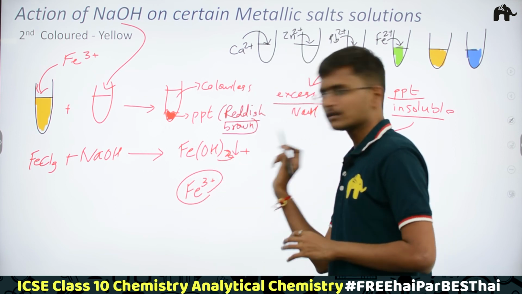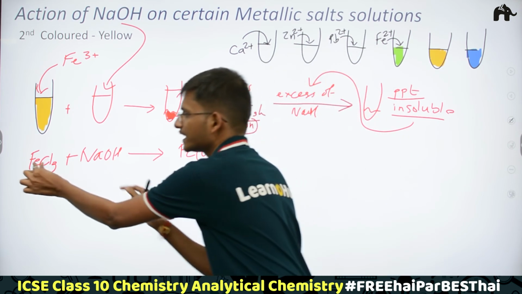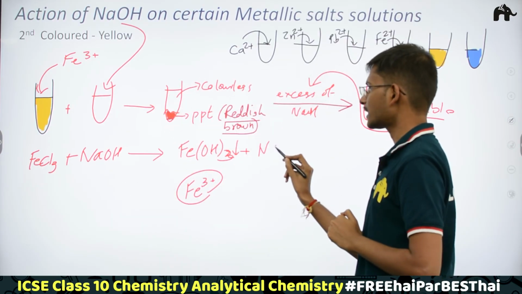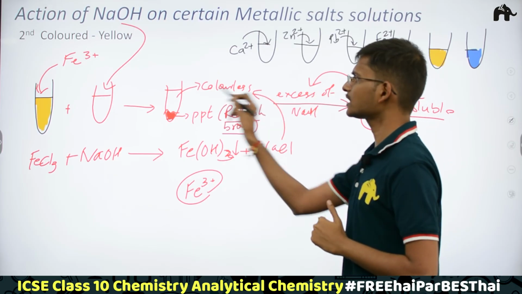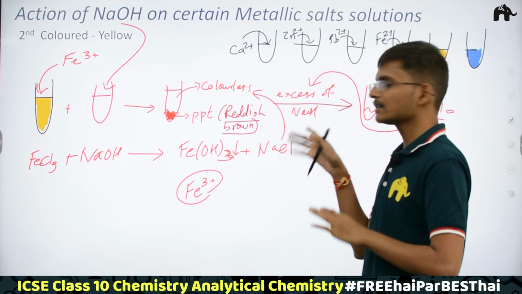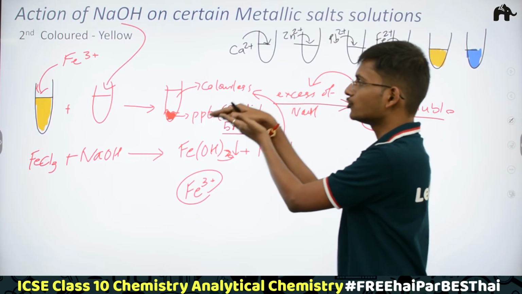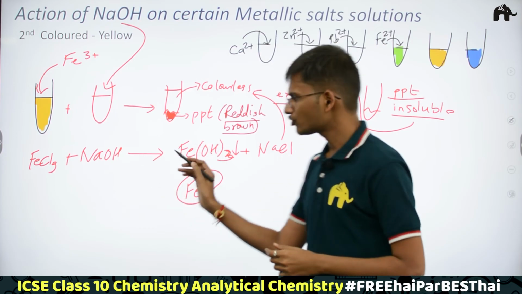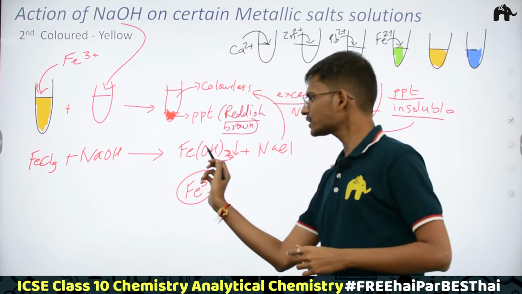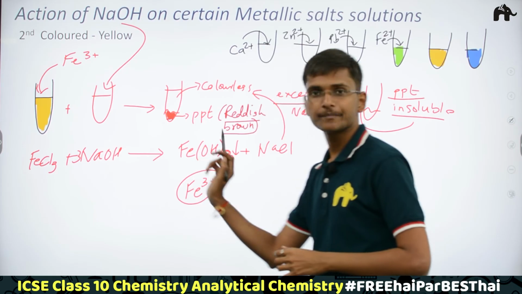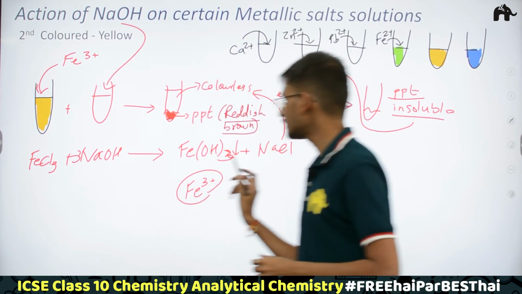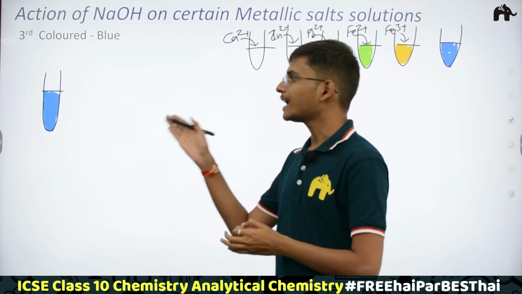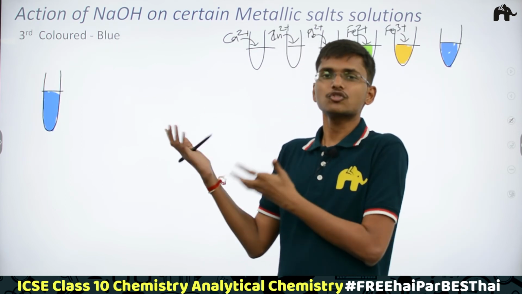Now we have just figured out one product, Fe(OH)3, ferric hydroxide. What is remaining then? NaCl. Simple. And this NaCl is present in this colorless solution, since it is itself colorless and it is soluble as well. Now what we have to do is just balance it. So 1 Fe, 1 Fe, 3 hydroxide ions are coming from 3 NaOH. What is remaining? 3 Na, 3 Cl, becoming 3 NaCl. That's it.